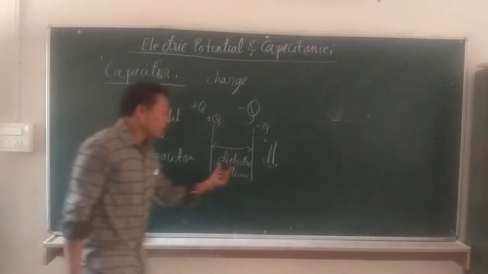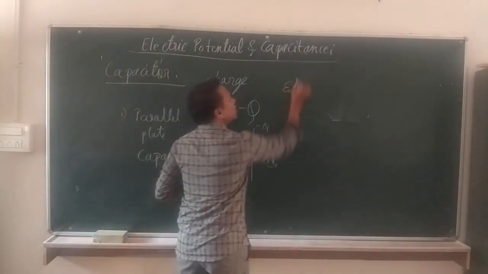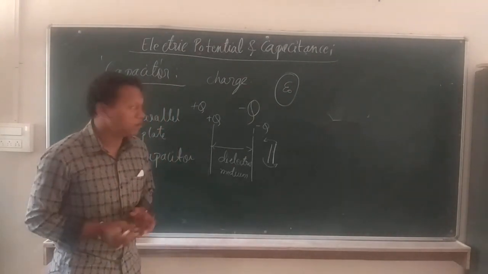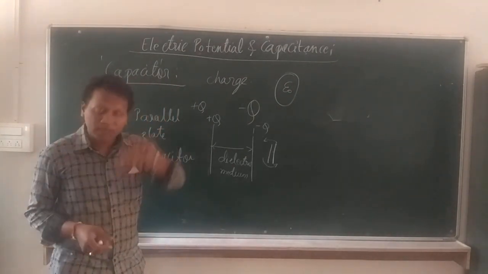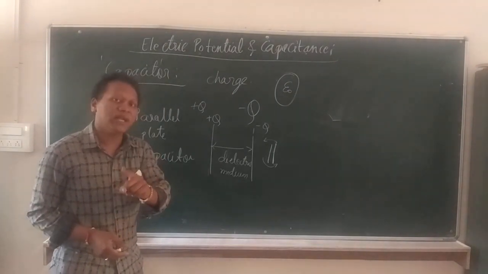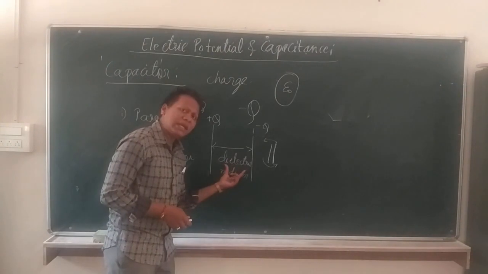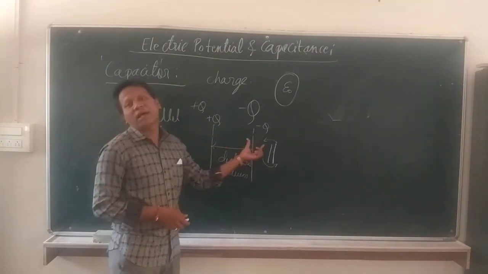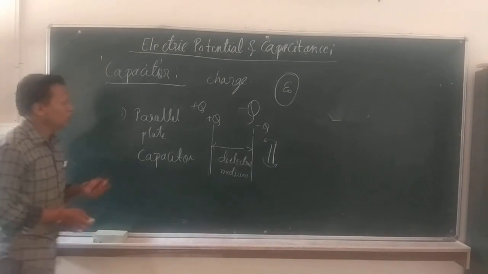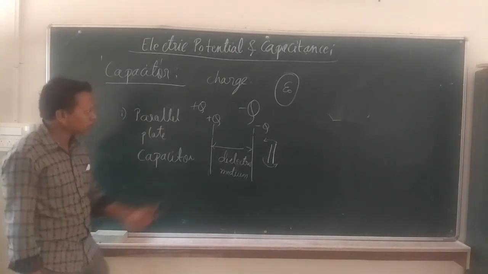Why? Because depending on the medium we decide the epsilon, the medium permittivity. We require the permission, the permittivity, of that particular medium so that our charges and electric field lines can move easily. So depending on the dielectric medium, the parallel plate capacitor's capacity varies. Okay, now let us move on to the definition of the parallel plate capacitor.